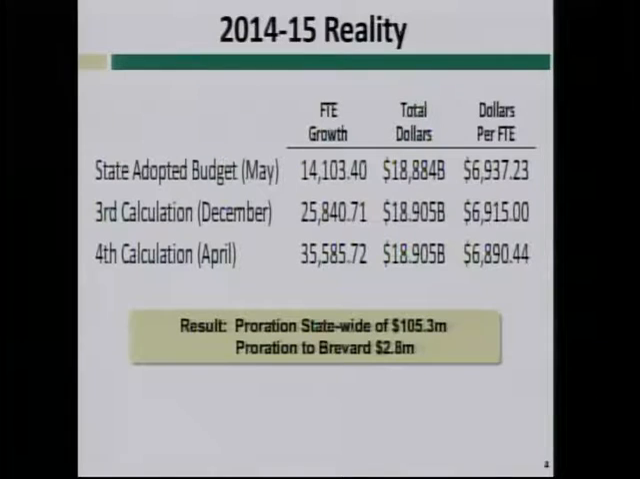The problem is, they don't calculate Brevard in isolation. You're subject to all the 66 other districts plus those special locations. They rerun the entire formula. When there is not enough money to pay for all of the growth, they stick everybody with a proration. And that means even for districts who didn't make their projections, they got a negative proration. They got subtracted. So none of us could have foreseen this.